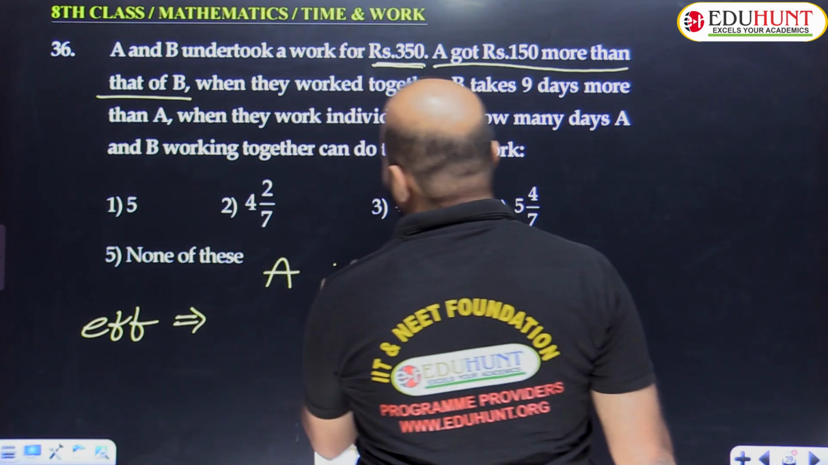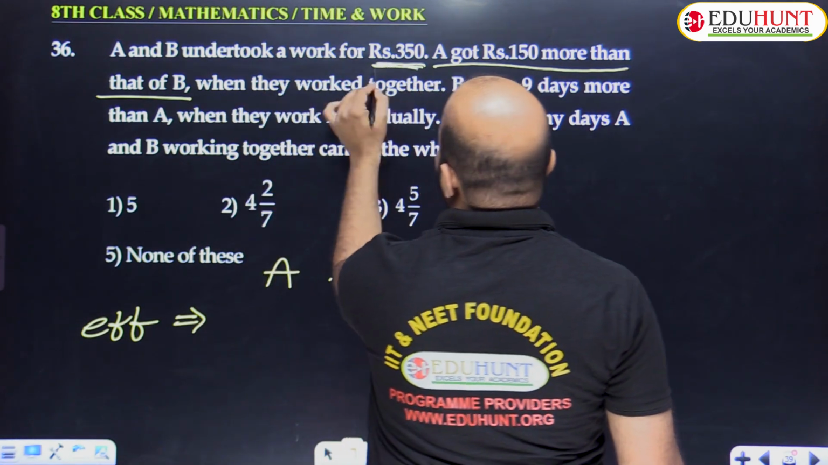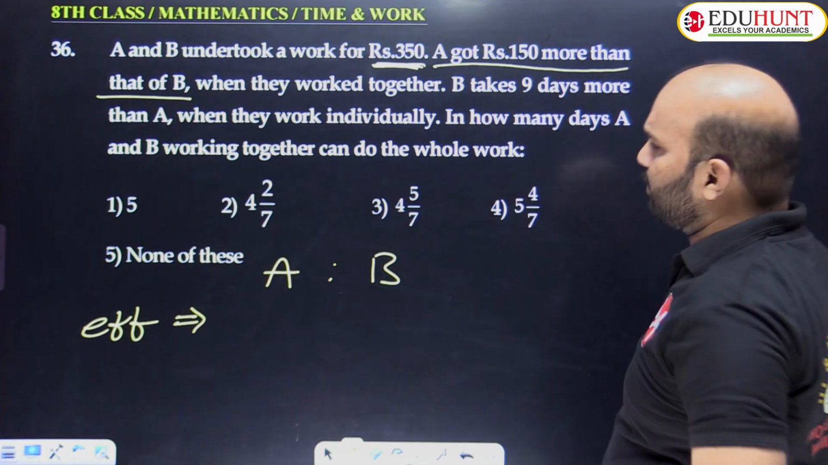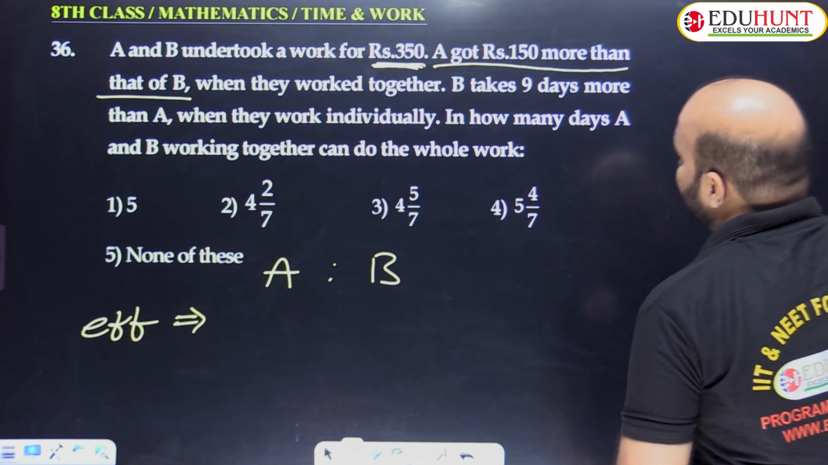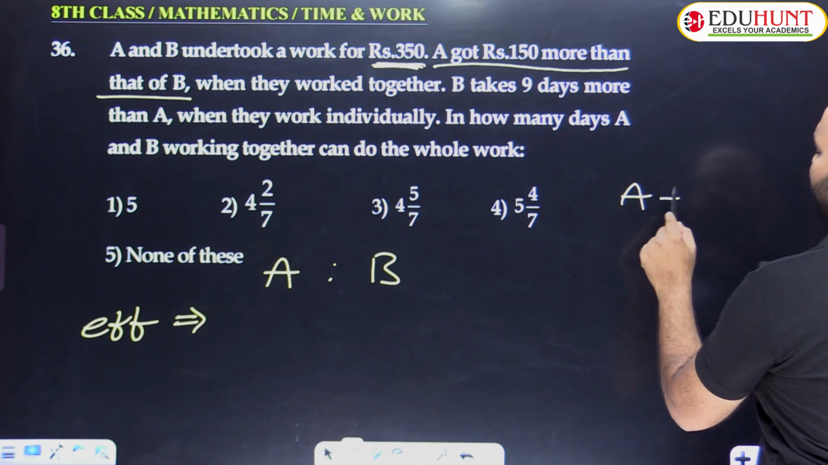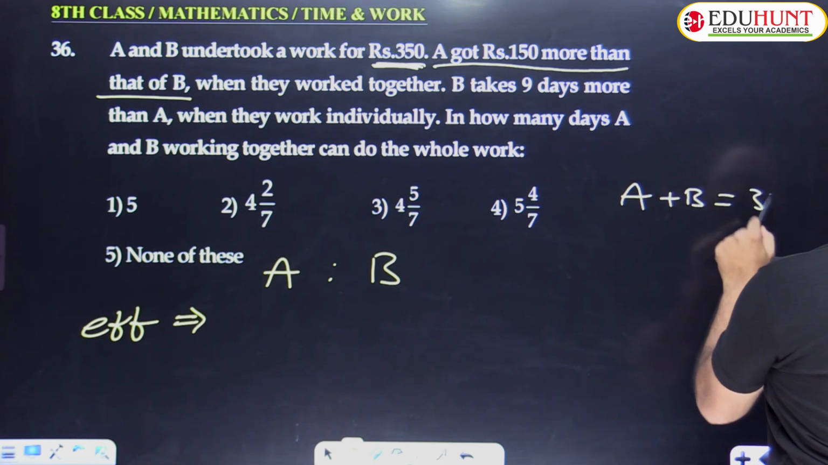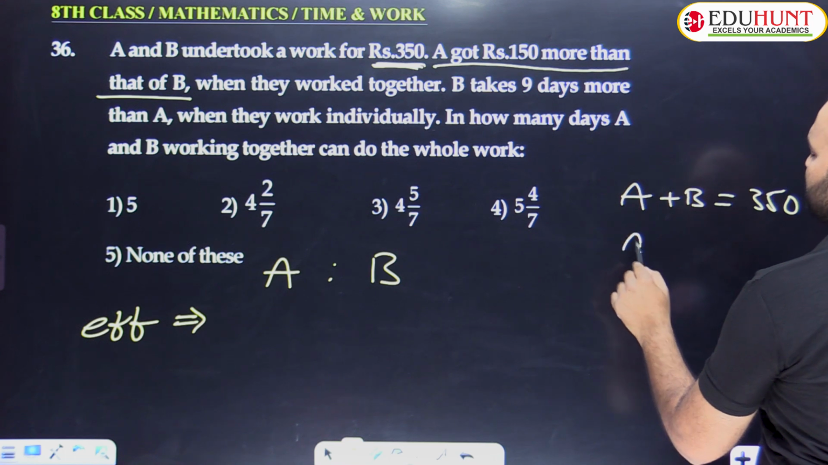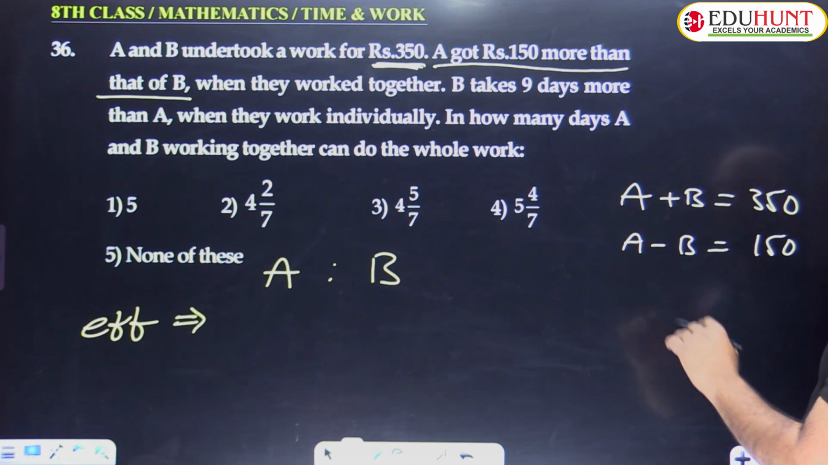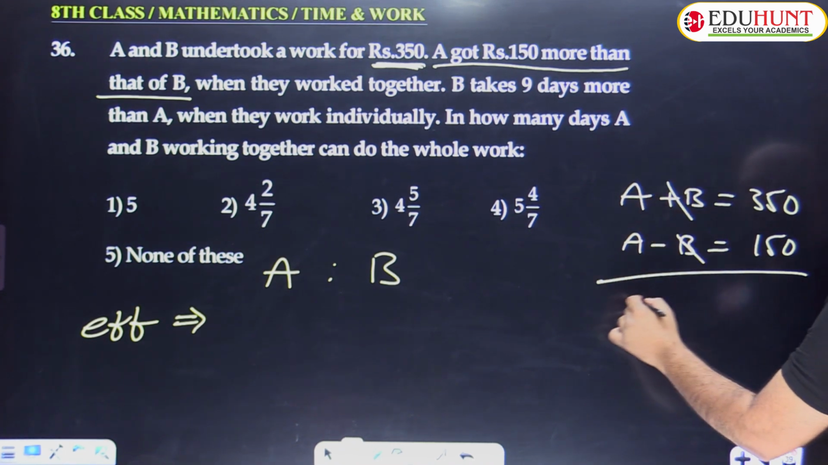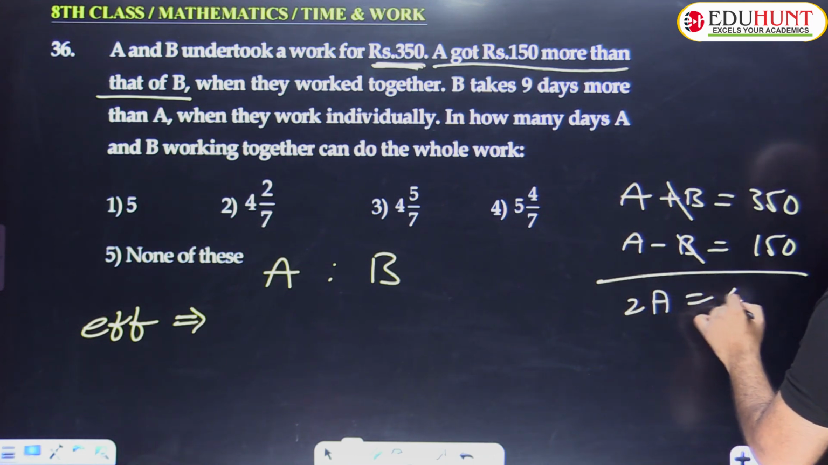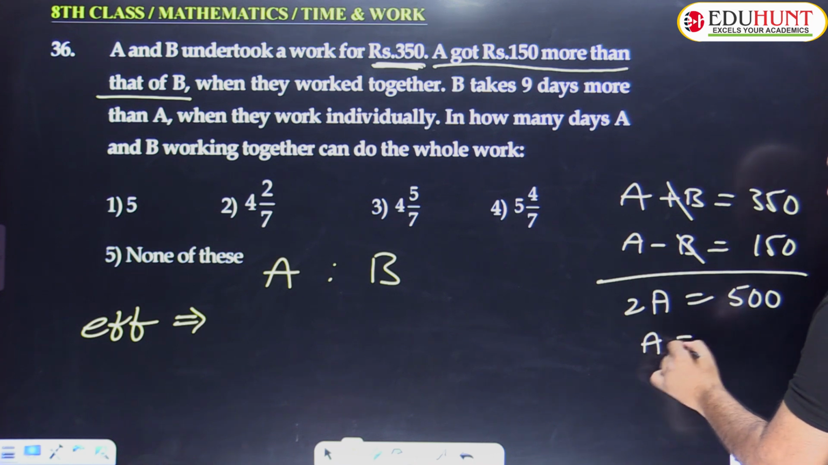A and B working together undertook a work for 350 rupees. A got 150 more than B. So A plus B is 350 rupees, and A minus B is 150 rupees. A got 150 more than B means A minus B equals 150. By using the two equations, 2A equals 500, so A equals 250.